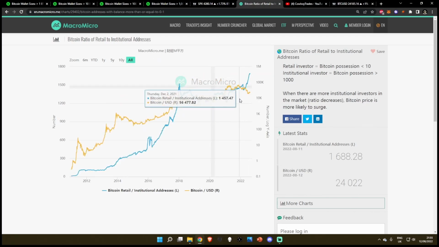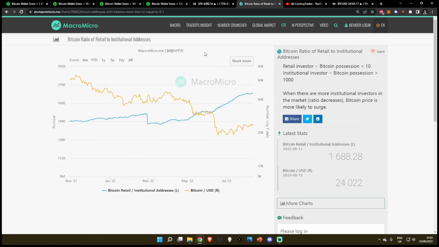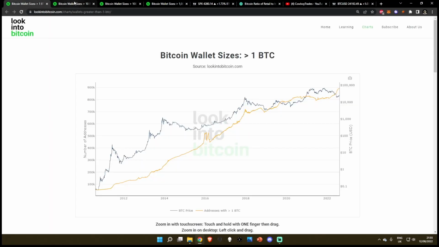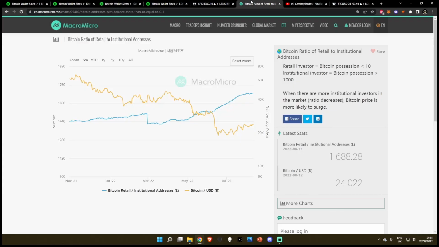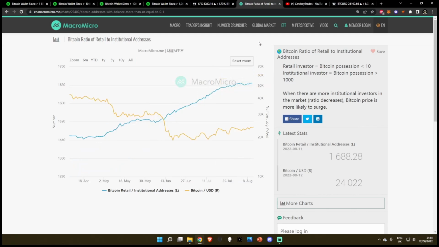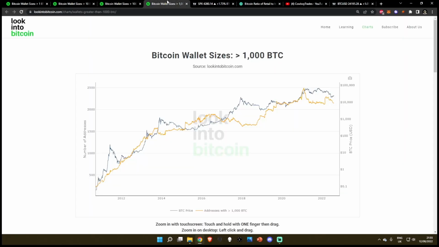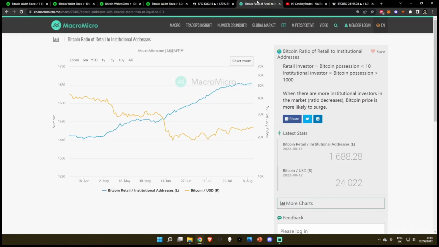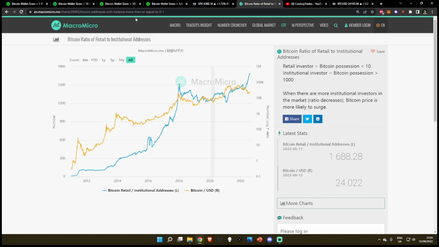So what is going on right now? In general, we'll be diving into the individual wallet sizes in a second, but I just wanted to give you a quick update. Since the last time we covered this, there's still a massive surge in retail to institutional addresses, which is more or less the prologue of what we're going to give you, because as you can see with this ratio, this wraps up everything we're about to talk about very nicely.